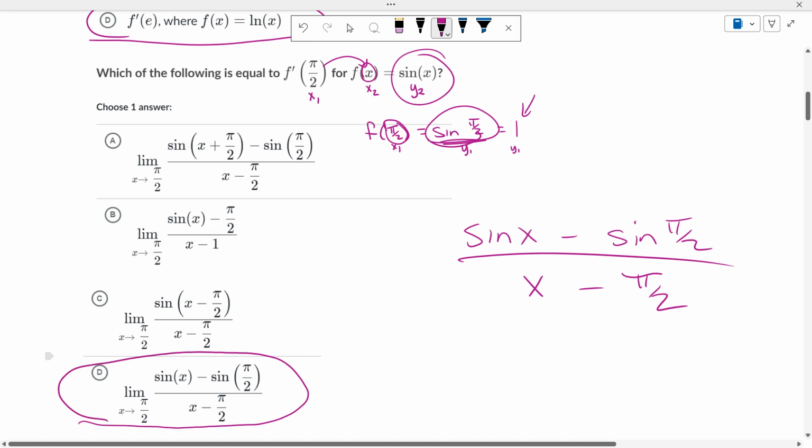D. Not C, because C has sine of x minus pi over 2. It's the sine of x minus the sine of pi over 2. You can't distribute your sine there through the parentheses. So it would be choice D. Okay, that's using the slope formula for first derivatives.